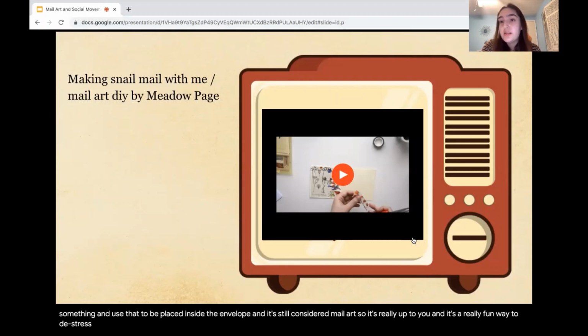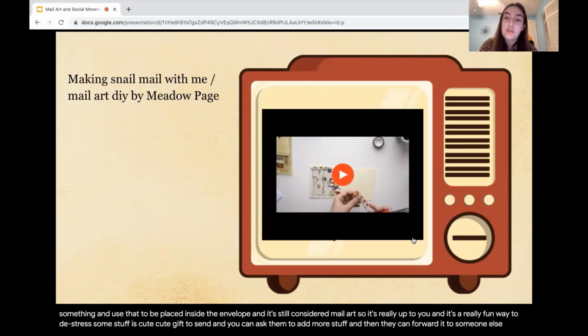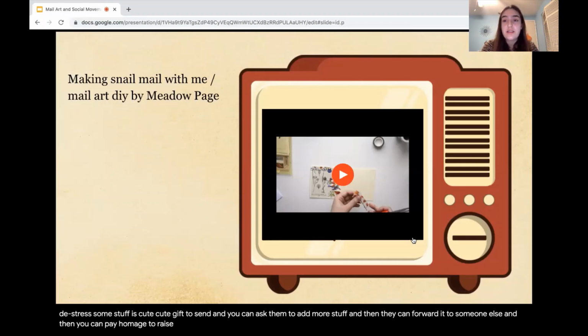And you can still send it to your friends and stuff. It's a cute gift to send, and you can ask them to add more stuff, and then they can forward it to someone else, and then you can pay homage to Ray Johnson and start a whole new wave of chain letters. So this concludes the informational portion, and stay tuned for a quick tutorial.